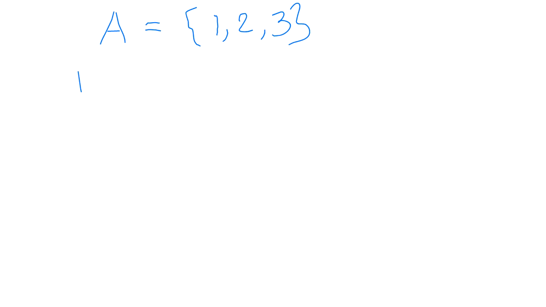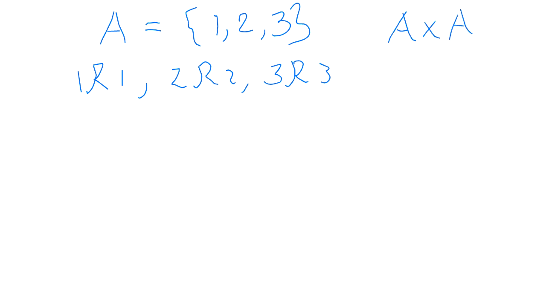1 relates to 1, 2 relates to 2, and 3 relates to 3. It still comes from A by A though, because I get it from A and from A. But for it to be reflexive, the element must relate to itself. I made a mistake a while ago. I was looking at all the possible elements of the cross product, the Cartesian product, but that's not what is required for reflexive. For a set to be reflexive, every element in there must relate to itself.